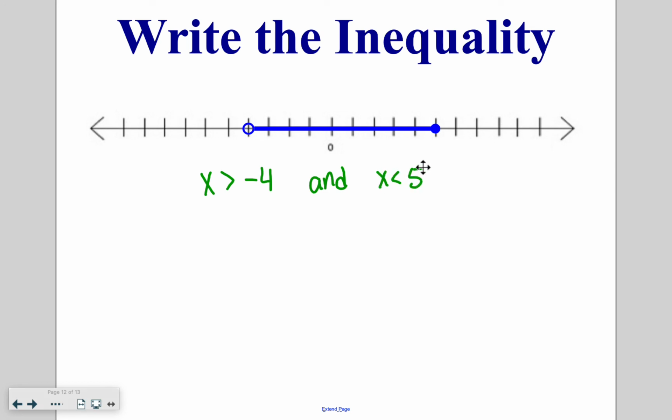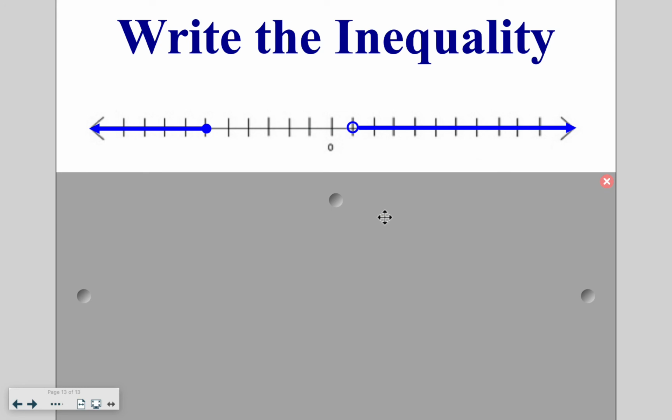So that's how we can write it with the actual word and. If you want to write it in compound format for the and statement, it would be -4 is less than x, which is less than or equal to, almost forgot the equal to part there, 5. So either of those answers would be acceptable for this graph. Go ahead and try this one on your own.